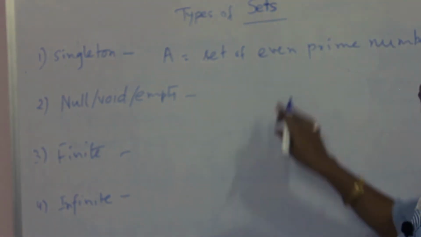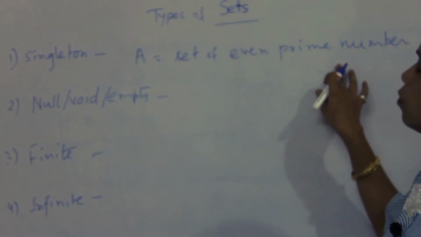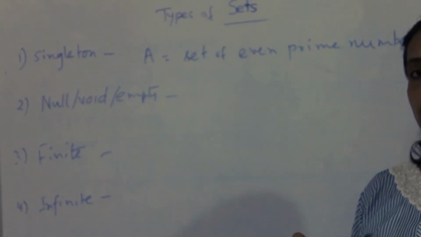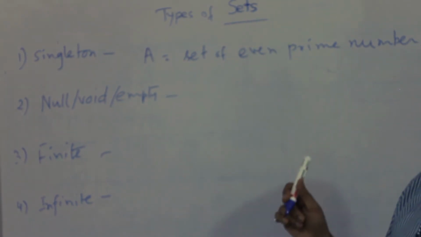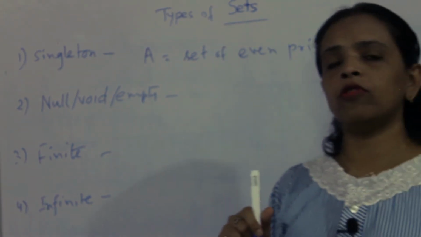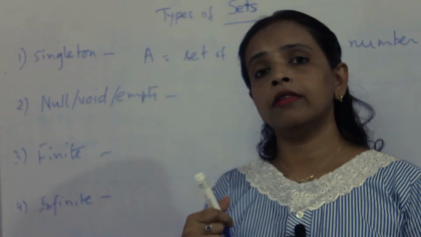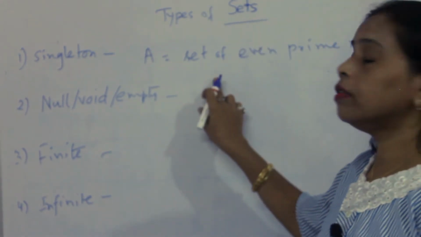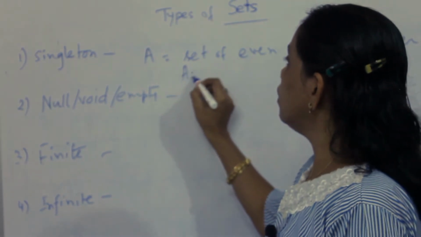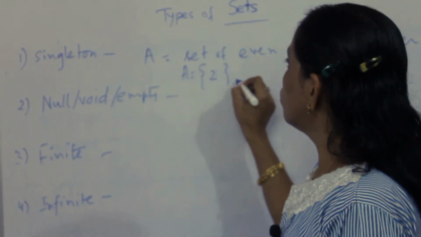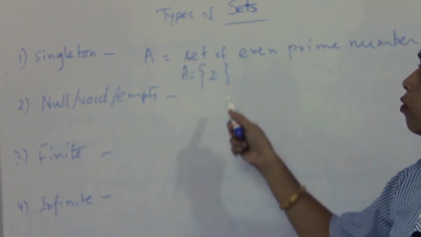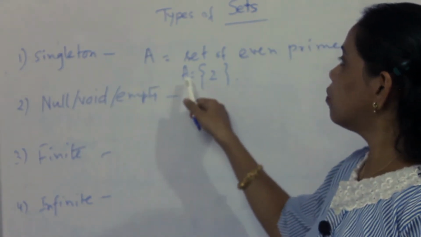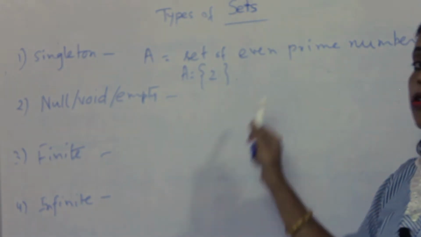A is a set of even prime numbers. So what is an even number? An even number is always divisible by 2. And a prime is a number that is divisible only by 1 and the same number. So here our answer will be what? A will be only 2. No more elements are there. So this set contains only one element. So this is an example of a singleton set.